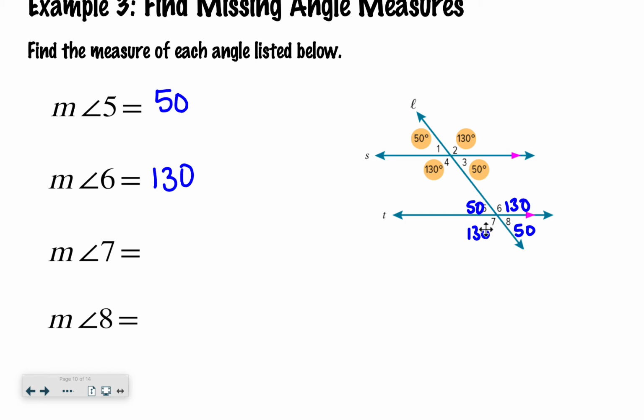And the way that we could get angle 7 is we could either say it's corresponding with angle 4, we could say it's an alternate exterior with angle 2, or we could say it's vertical with angle 6. So I know that it is 130 degrees. And the same for angle 8. I could say angle 8 is vertical with angle 5, or I could say angle 8 is corresponding with angle 3, or I could say angle 8 is an alternate exterior with angle 1, therefore making angle 8 50 degrees.